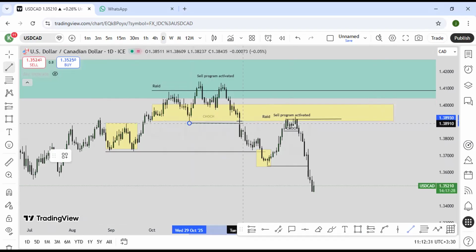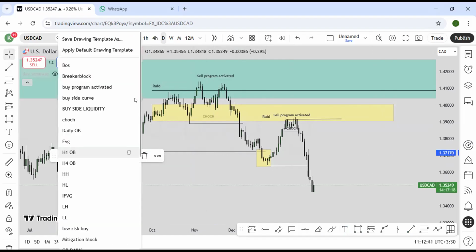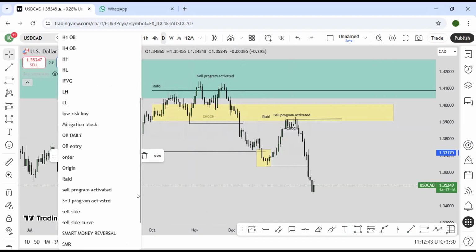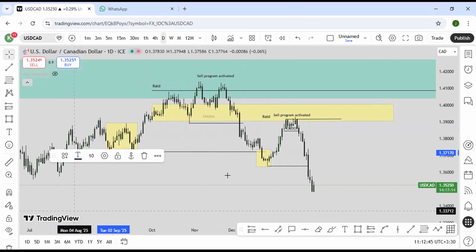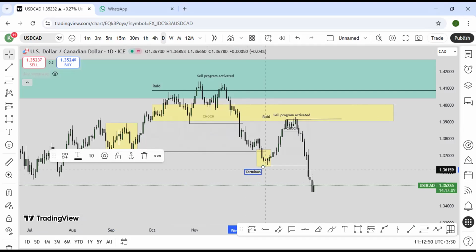I even shared this one in the second week of January. Then it dropped down. So this was the terminus, this one. That's when price reached, it shows the move is complete. When it reaches the terminus, it shows everything is complete. So we reached our terminus, it was complete. Then again, we reached the terminus, it's complete.